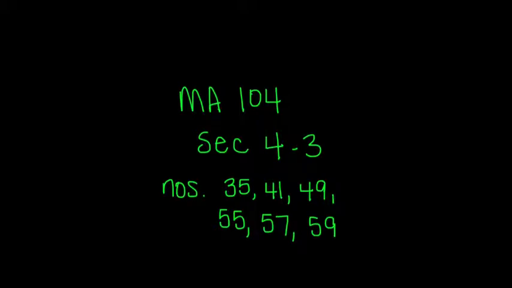This is section 4.3 of MA 104. In this first problem, we're asked to write p of x as a product of linear factors. As it is right now, p of x is a third-degree polynomial because of the 3 on the exponent, which means that I have to find 3 linear factors of p of x.